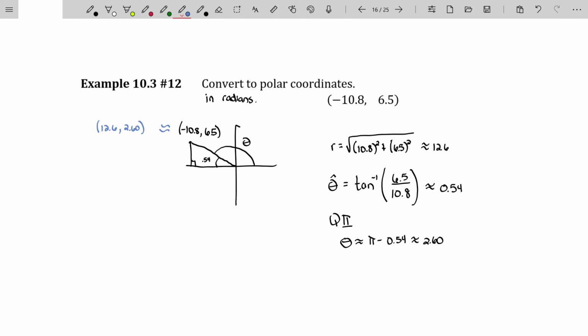The next video, we're going to focus on converting equations. So now we're going to start working beyond just points and start working with equations that are given to us in polars and convert them to rectangular form.